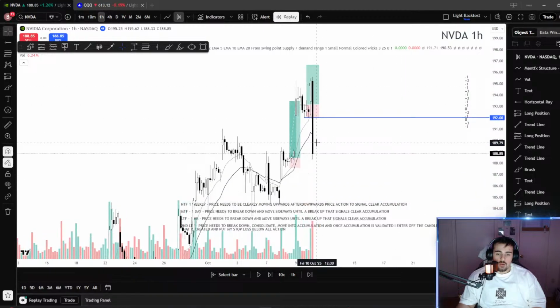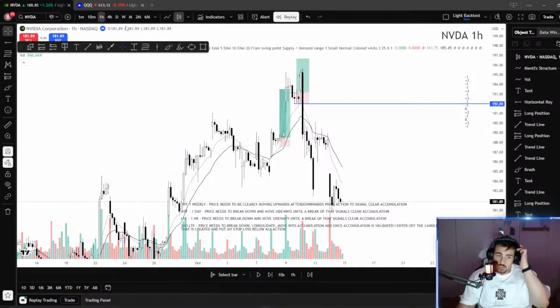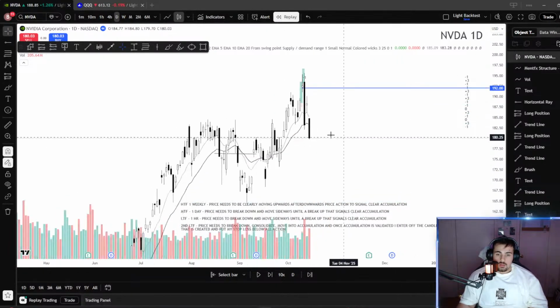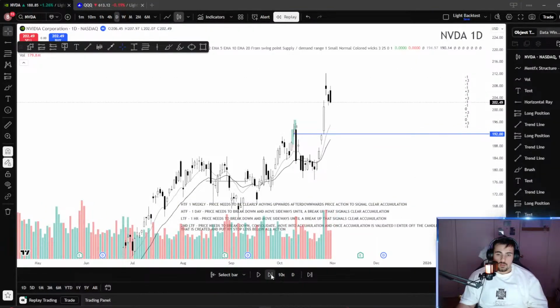And then the 1 hour just fails. Okay. We'll wait for the 1 hour to move into accumulation. Looks like it fails back, passed down. Daily looks like it's failing. Daily takes off. Need a pullback.